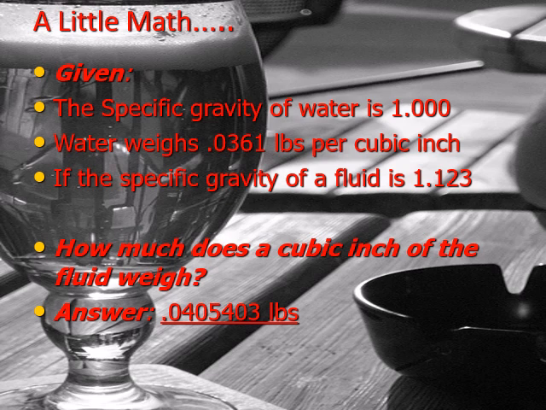Let's apply specific gravity. Given water's specific gravity is 1.000 and its weight is 0.0361 pounds per cubic inch, a fluid with a specific gravity of 1.123 weighs 0.040543 pounds per cubic inch. These types of conversions are vital in hydraulic system design and troubleshooting.